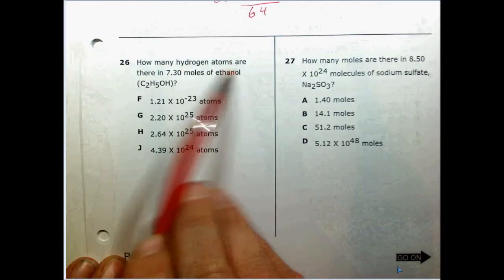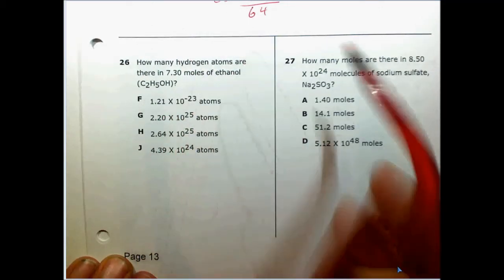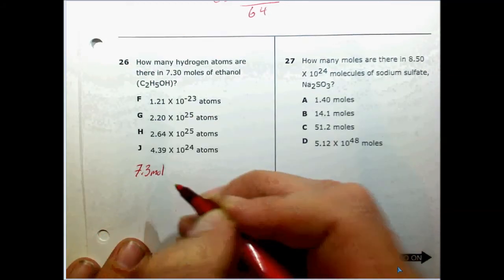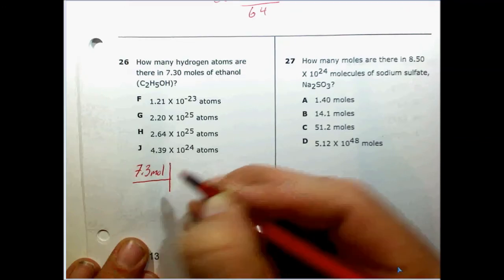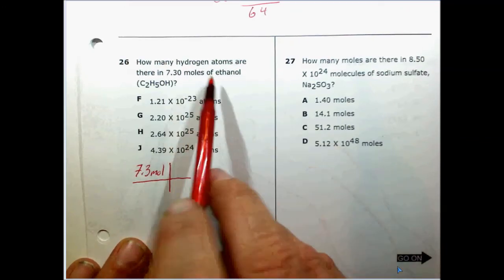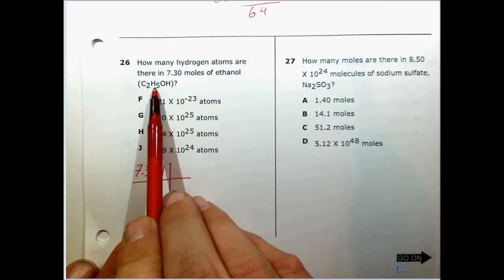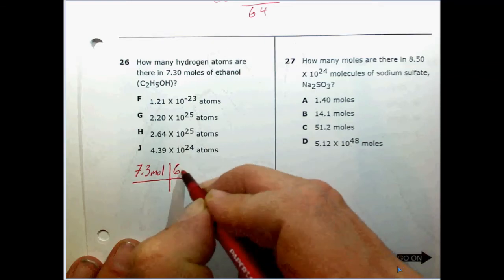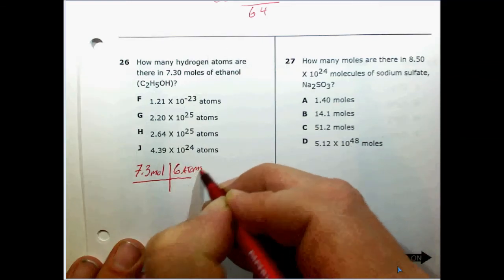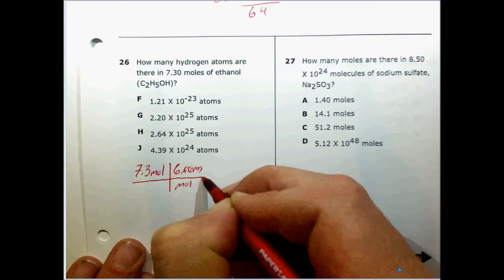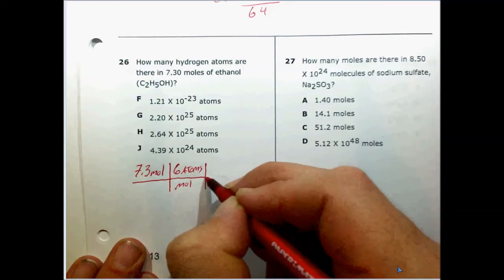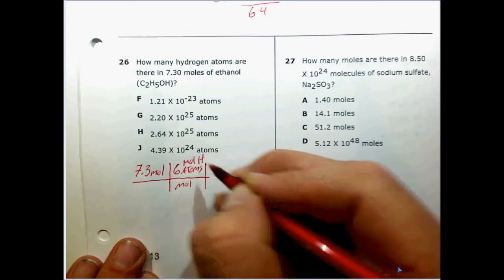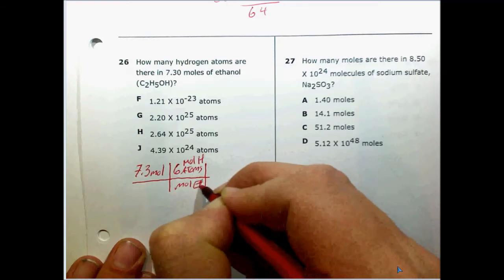How many hydrogen atoms are there in 7.3 moles of ethanol? So our basis is 7.3 moles of ethanol. We look at the formula and count the hydrogens. There are 5 here and 1 here, so there's 6. So there are 6 atoms per mole. I should say 6 moles of H atoms per mole of ethanol.